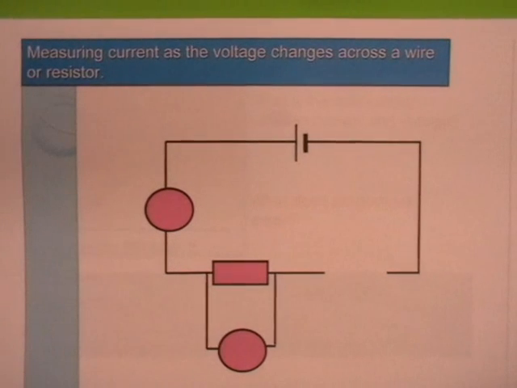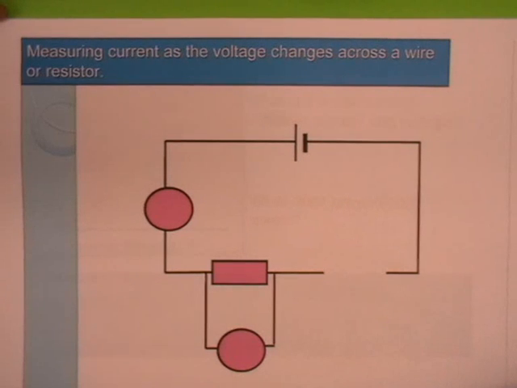Now, the first thing you may have to do is set up a circuit to measure how current changes as voltage across a wire or resistor changes. And once you learn this kind of setup, it can be applied to quite a lot of other experiments that you also have to do.